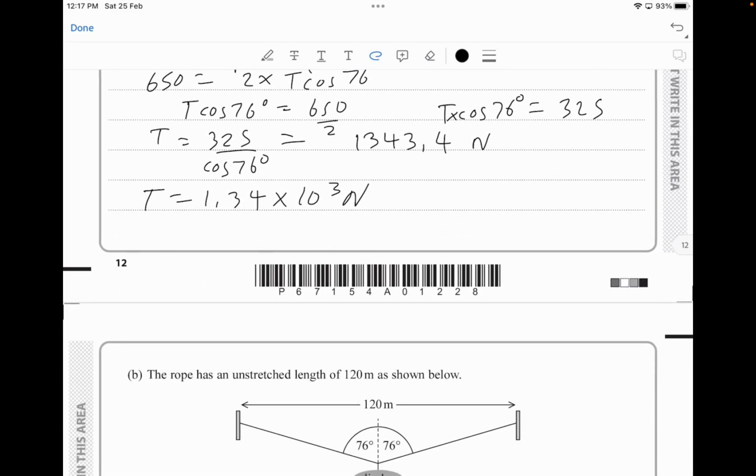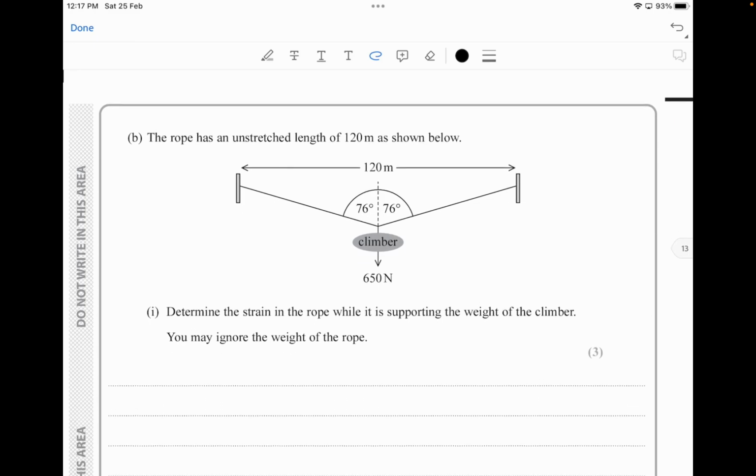Alright, let's move on to the next question. Now the rope has an unstretched length of about 120 meters as shown below. Determine the strain in the rope while it's supporting the weight of the climber. You may ignore the weight of the rope. So strain, we know strain's formula, if it's in your formula sheet: strain is equivalent to the change in x divided by x. So the top is the extension, and it's divided by x.